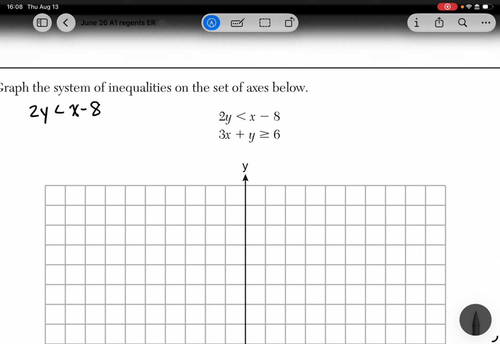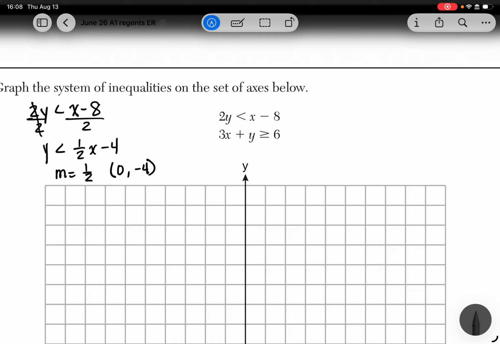In order to get y by itself, we need to divide everything by 2. So it will be y is less than 1/2 x minus 4. And the value that's in front of x, or the coefficient of x, is going to be our slope, so m equals 1/2. And then our y-intercept, or our point, is going to be (0, -4).